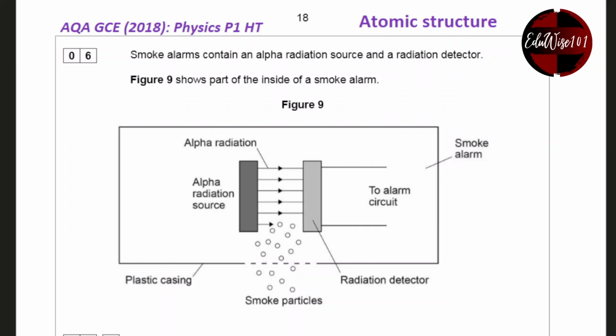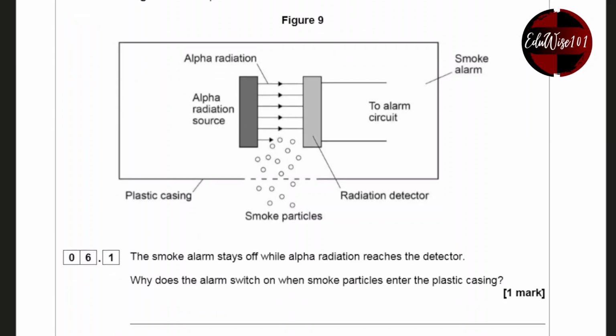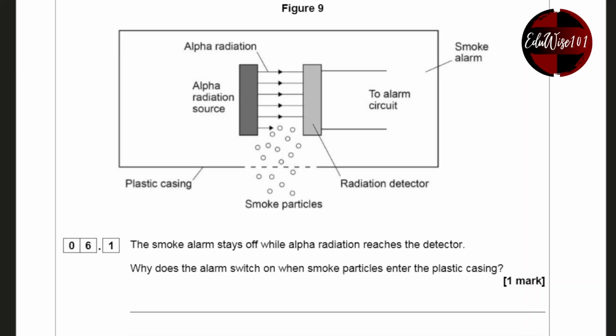So you have a plastic casing on the outside. This is what we would actually see. And a small opening at the bottom, which is where the smoke particles should go through. Radiation detector on one side connected to the alarm circuit, and the alpha radiation source on the other. The smoke alarm stays off while the alpha radiation reaches the detector.